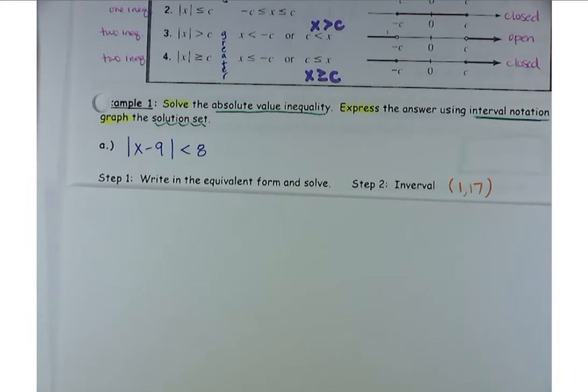So the first thing that you're going to do is write the equivalent form and solve. See if you can use your chart to write the equivalent form. And then if you want to check with your elbow partner that you both have the same equivalent form before you solve, that would be great.